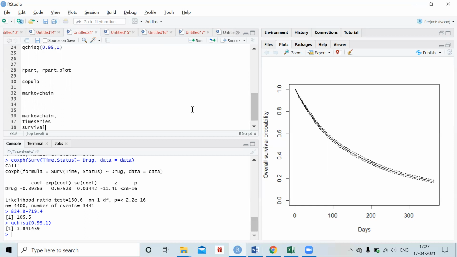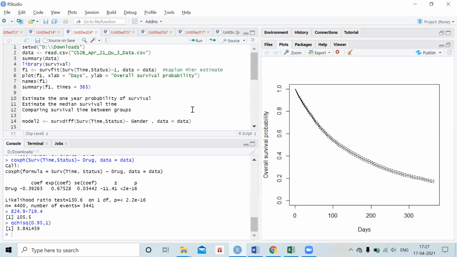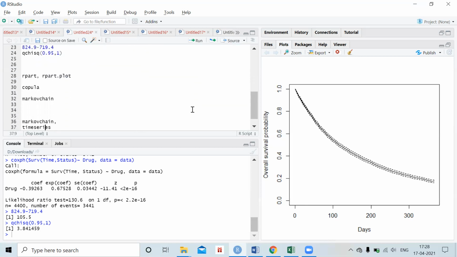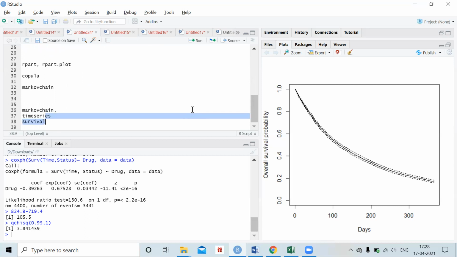So time series, I think mostly it will be there, and one question for survival, which I think can be there because of the data set that has been provided this time. So time series and survival, you can put your hold on for this term, and the other one can be Markov chain or machine learning.